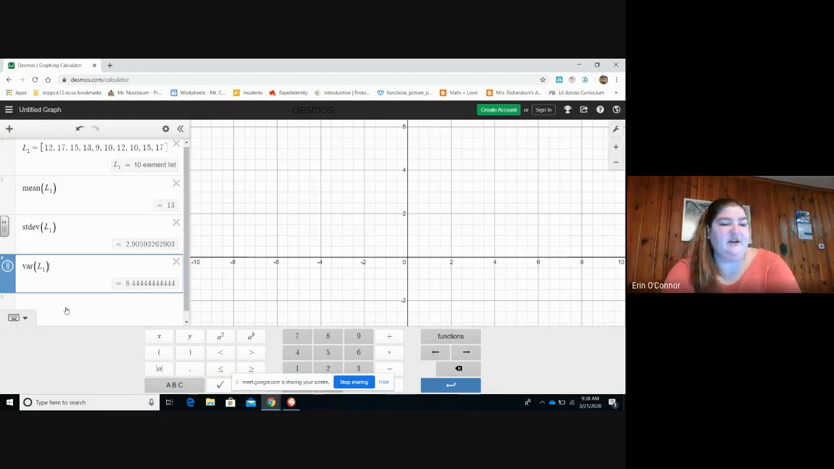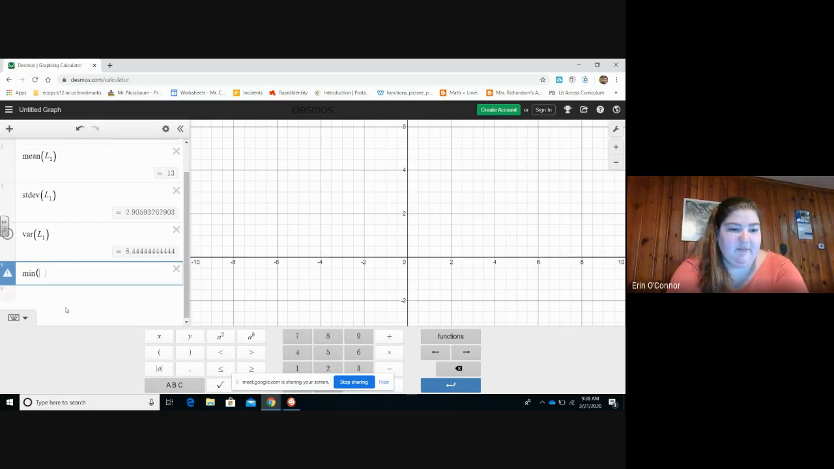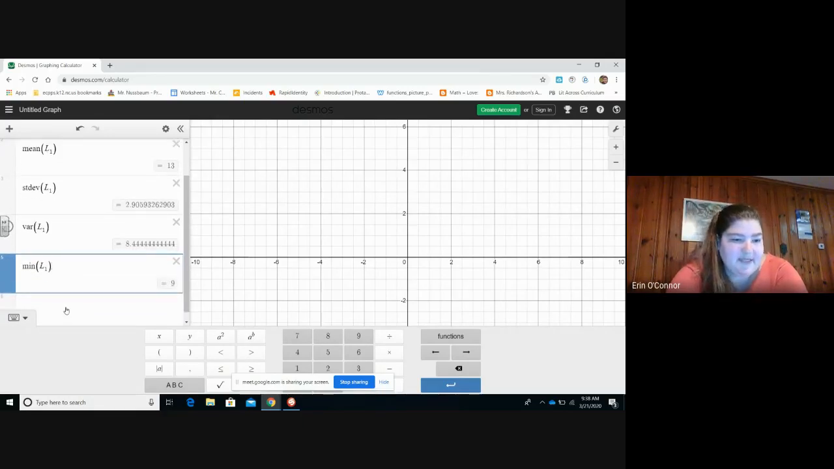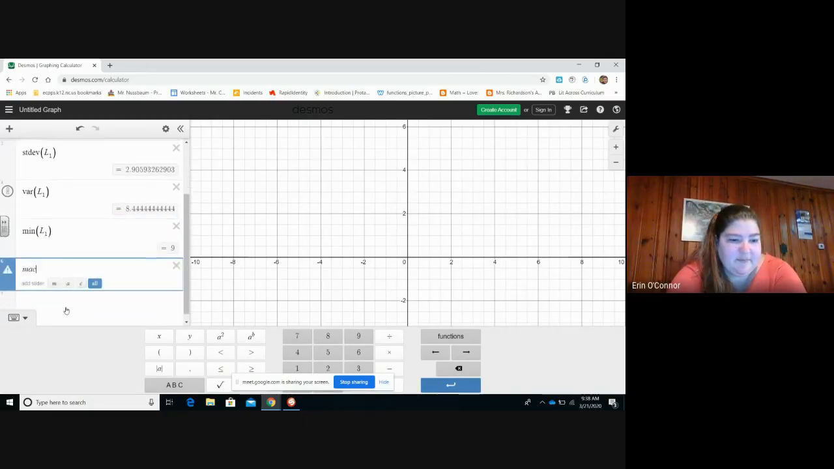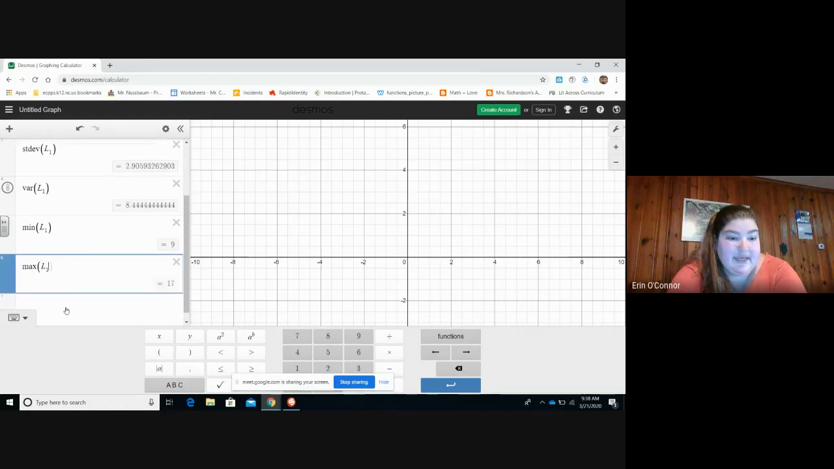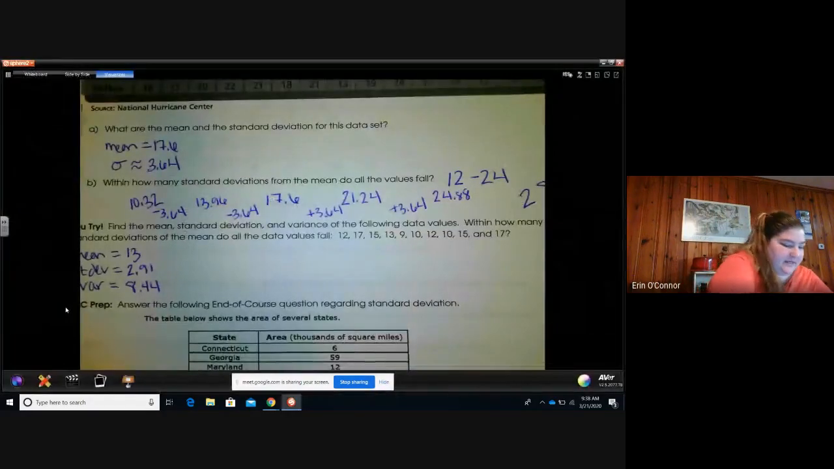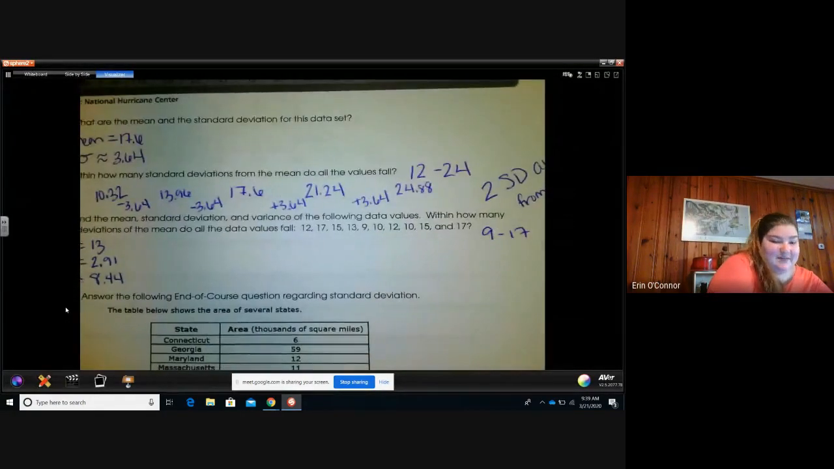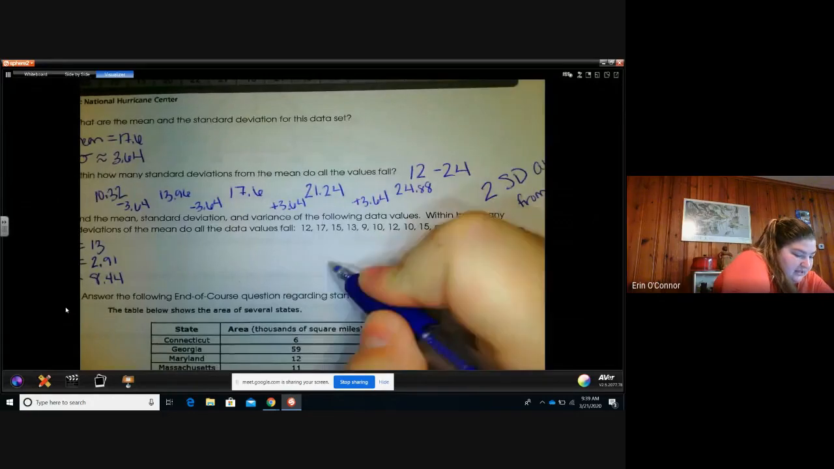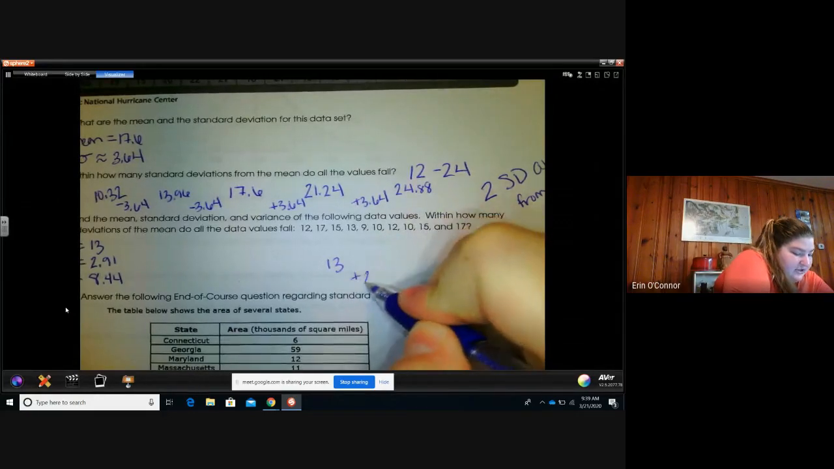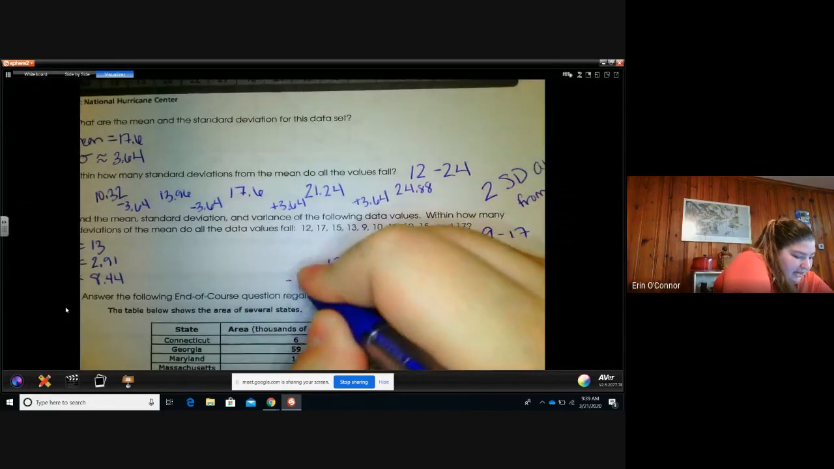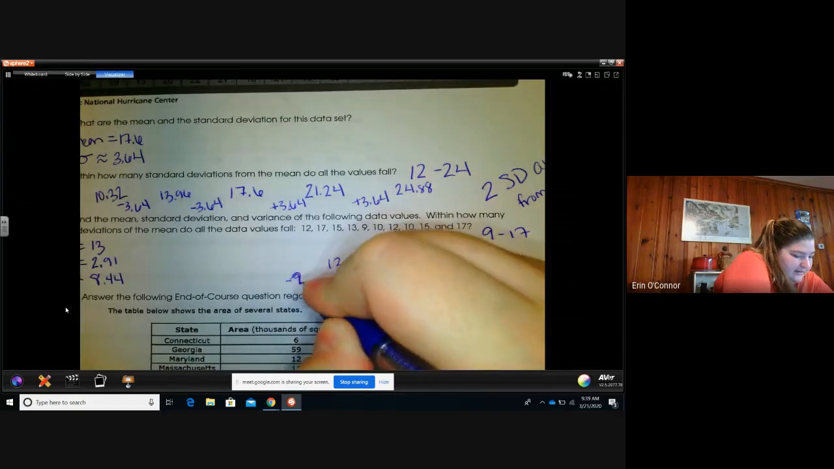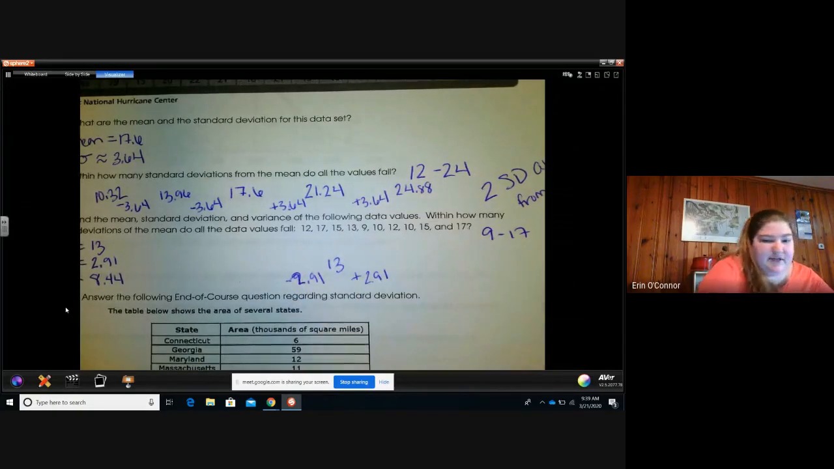So we need to find our minimum and our maximum. Our minimum is 9 and our maximum is 17. So I'm going to come back to our classwork for today. Between 9 and 17, we're going to do the same thing where we start with the mean in the center, and then we're going to add 2.91 and subtract 2.91 and see where we are within one standard deviation.